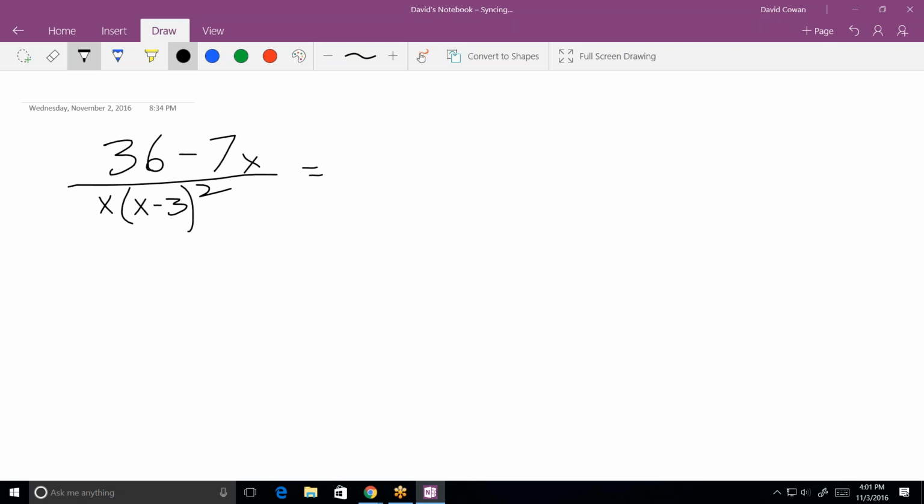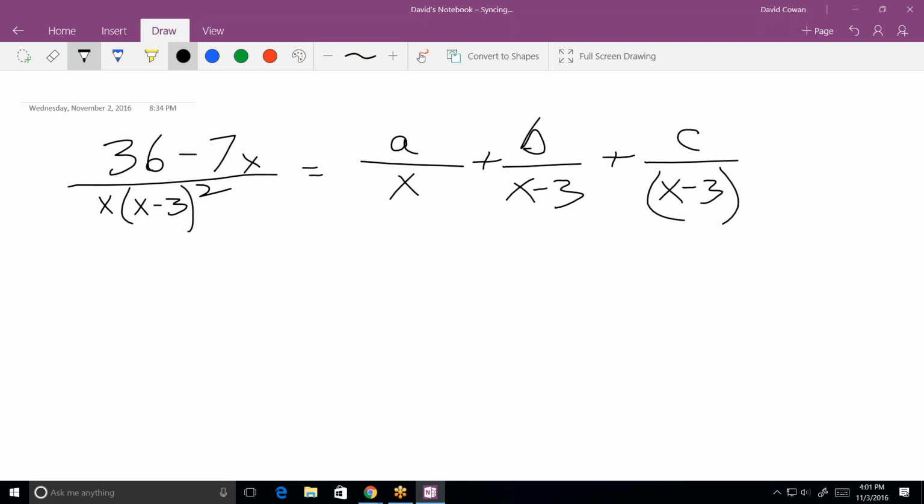Okay, so it's going to equal a over x plus b over x minus 3 plus c over (x minus 3) squared. I don't think you have to have an x in the numerator. That's correct. It's like the irreducible quadratic: if you have an irreducible quadratic, then you need to put the x and the constant in the numerator of that term.